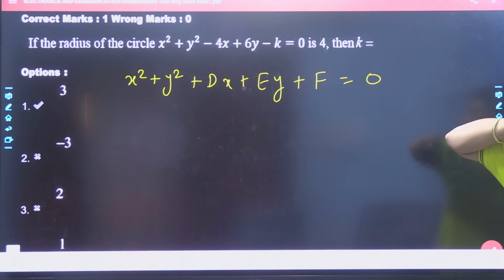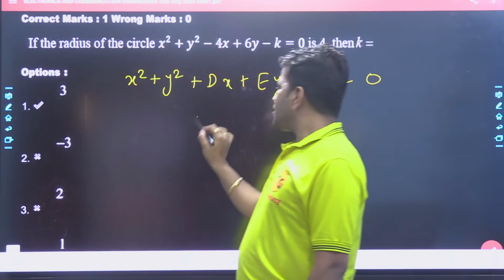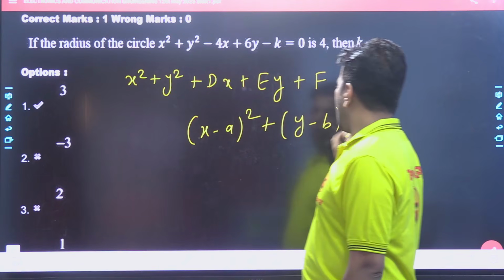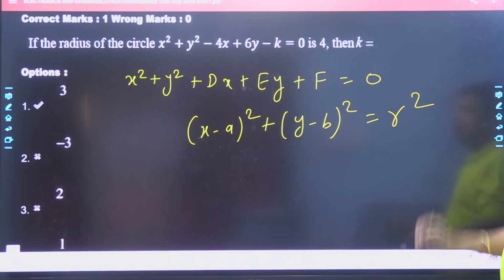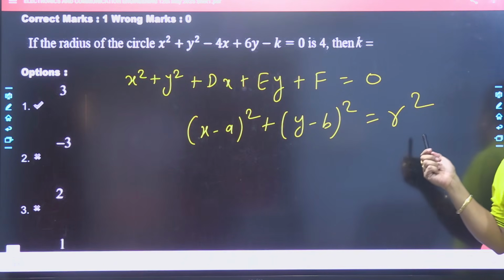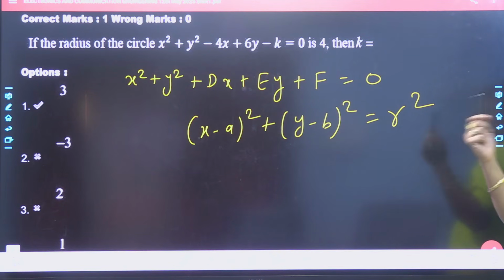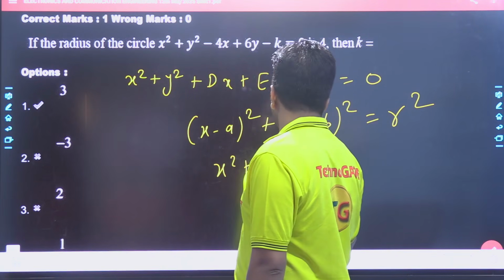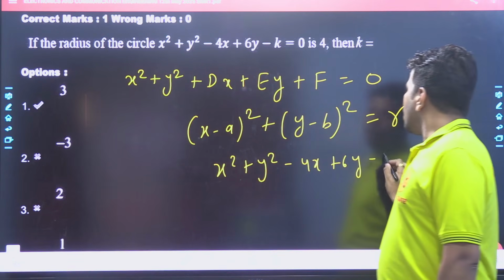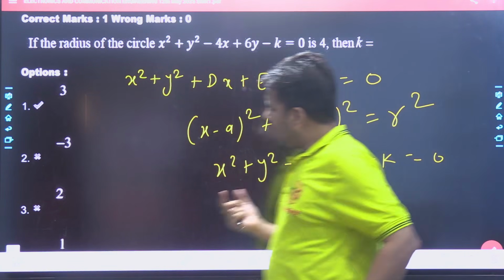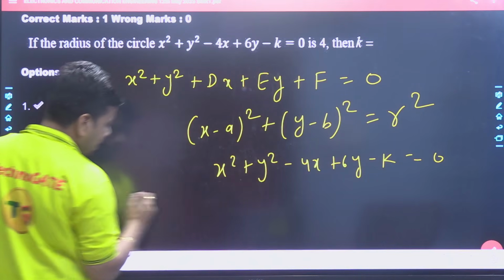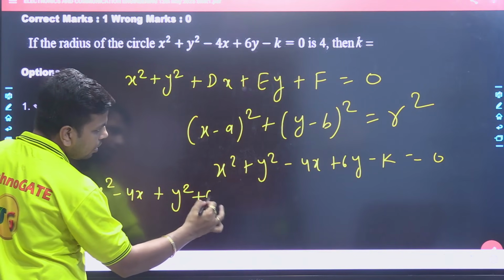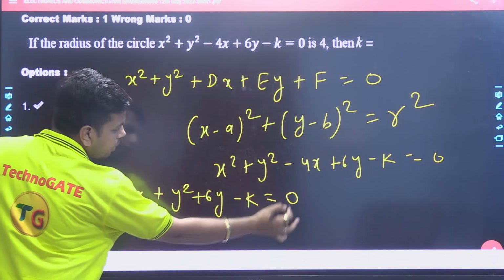Now see, if we are going to convert that into the standard format, that is x minus a whole square plus y minus b whole square equals r square. Okay. So here the equation that is given to us is x square plus y square minus 4x plus 6y minus k equals 0. Convert this equation in that format. So I am writing x terms together, then y terms together, minus k equals 0.